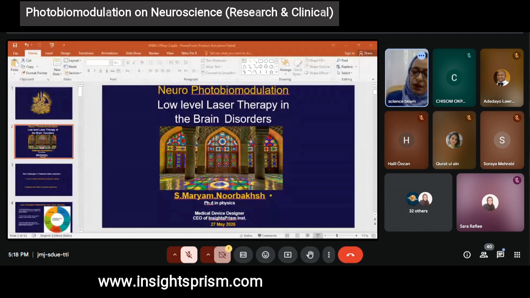So before going to the topic of the laser and how it's used in therapy, let me give you a brief history of light therapy. It goes back maybe 1,000 years, to ancient countries, for example India or China, using sunlight for therapeutic purposes, as you have seen in this picture.